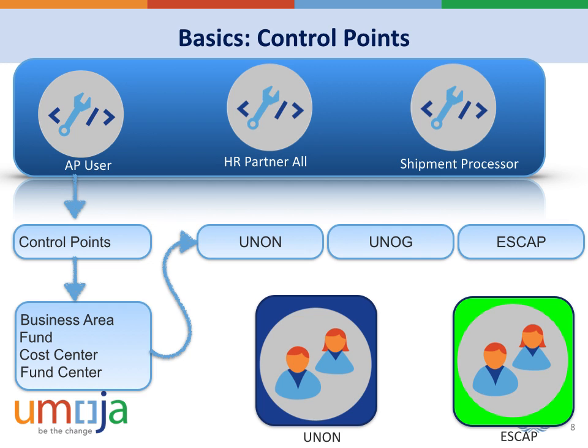Then enterprise roles are derived as entity-related roles by introducing these control points. So a UNON AP user will be assigned to UNON finance department staff, and a SCAP AP user will be assigned to the SCAP finance department staff. In that way, the control is exercised while creating the transaction.